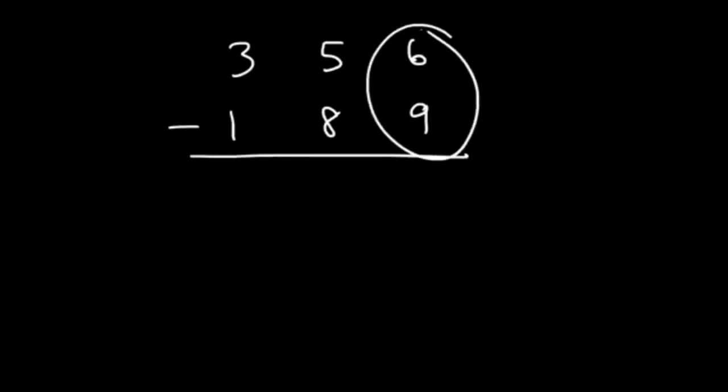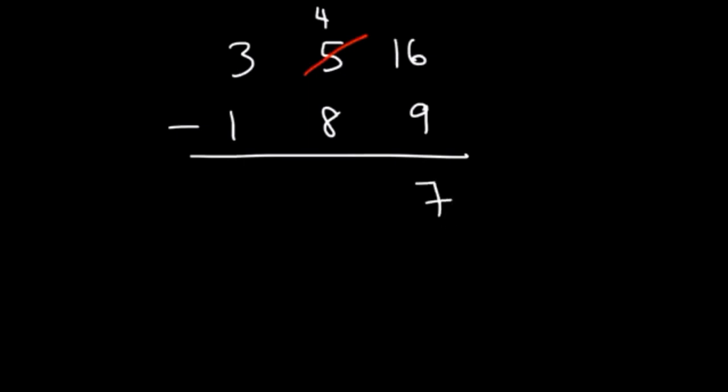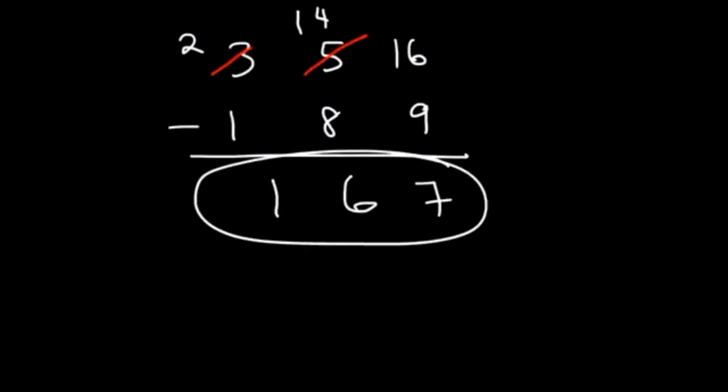Now 6 minus 9, we can't subtract it, it's a negative number. So we need to borrow a 1 from the 5. So that's going to turn into a 4. We're going to carry over a 1 to the 6, making it 16. 16 minus 9 is 7. Now 4 minus 8 is a negative number, so we're going to have to borrow another 1, making this 2. And making the 4 14. 14 minus 8 is 6. 2 minus 1, 1. So we get 167. So you can confirm it using that technique.